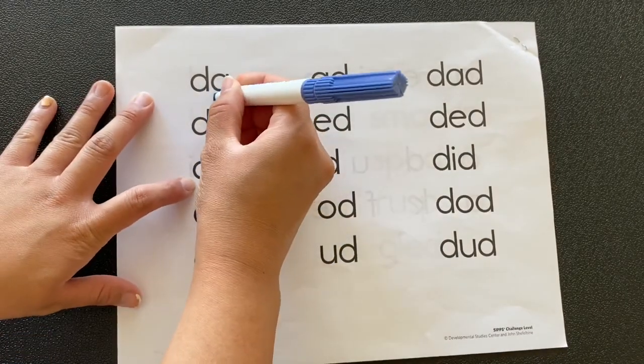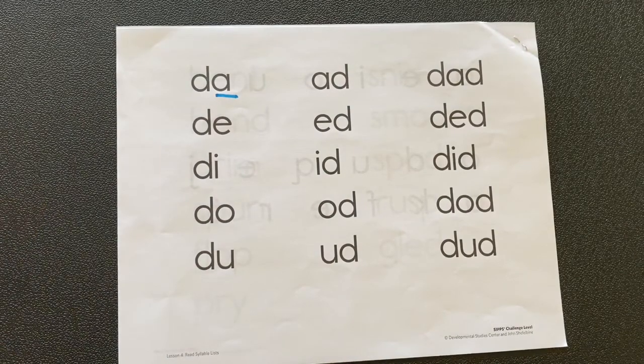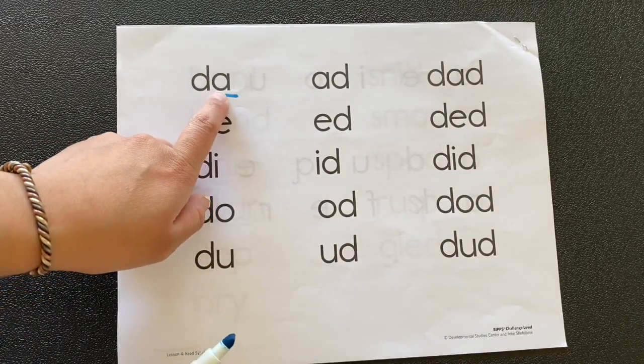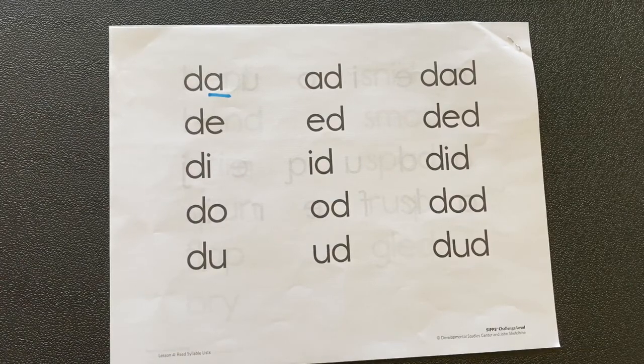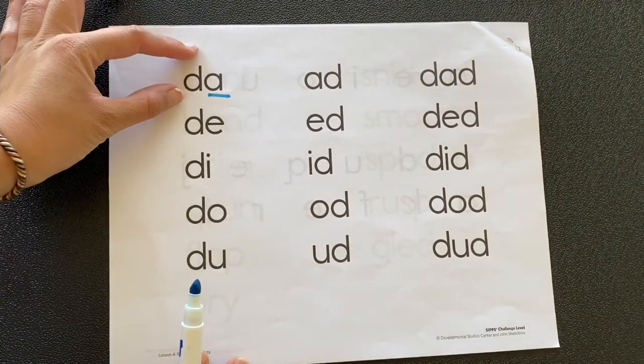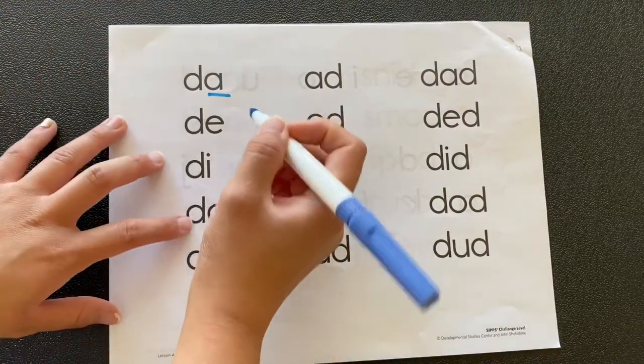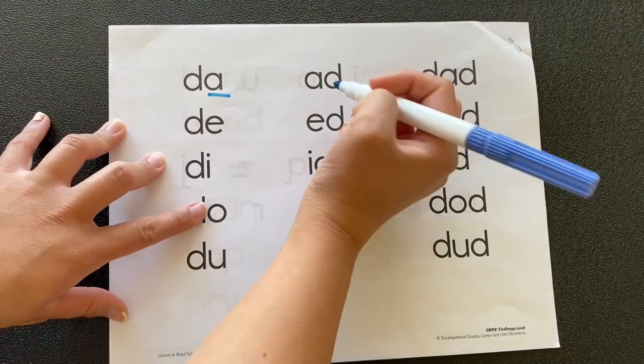Is this vowel at the end or is it not at the end? It is at the end. So therefore, it's going to be long. And we know that our long A sound is A. So our whole syllable here is going to be day. Great. Now let's try the other one.